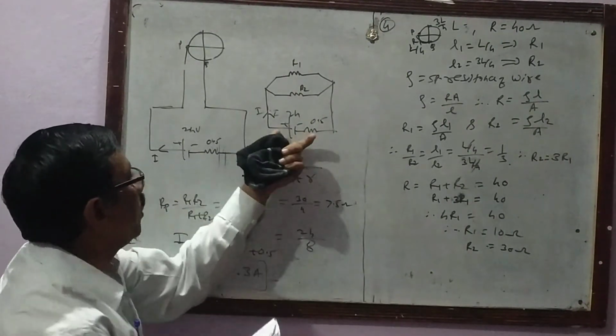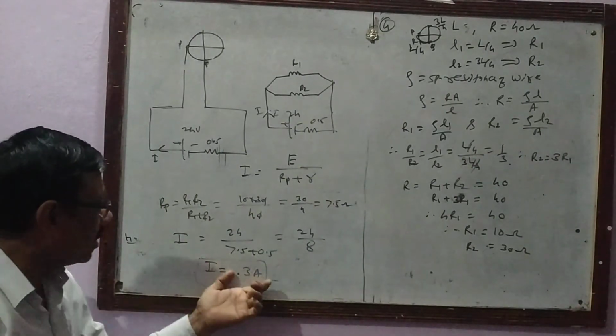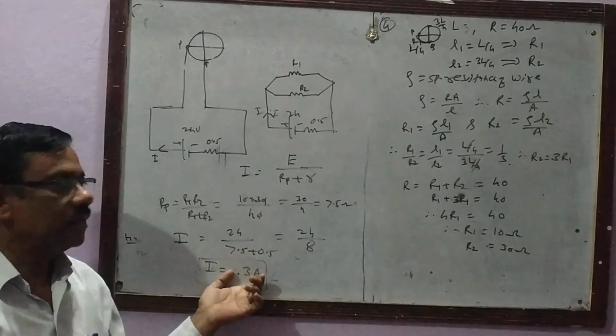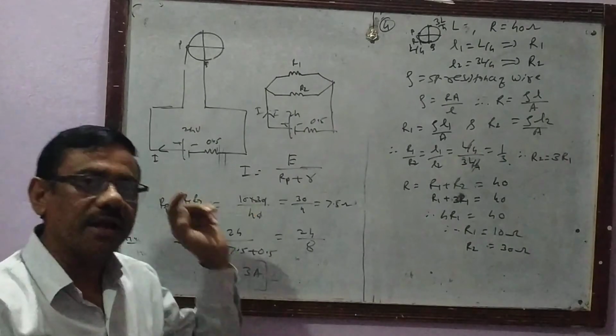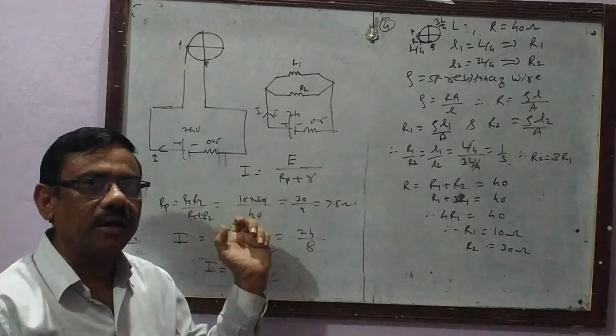This will be the current flowing through the battery, and this is one of the multiple choice questions in your exercise. This is one of the important problems for JEE also. This is one of the application oriented problems.